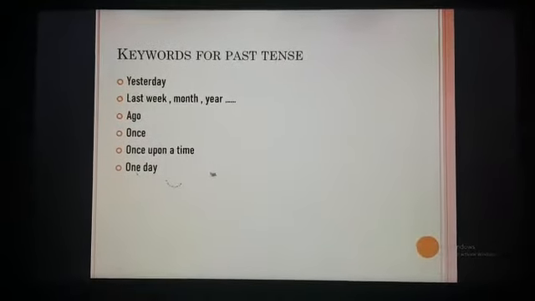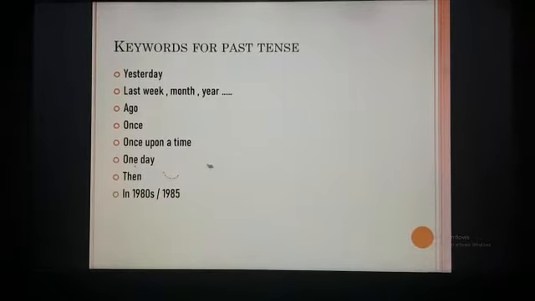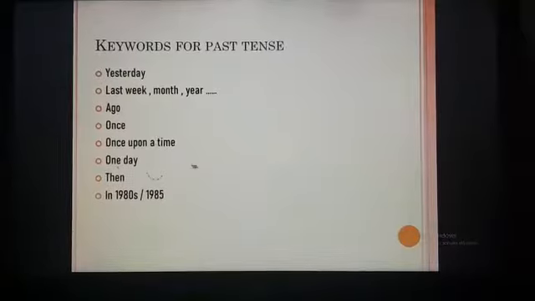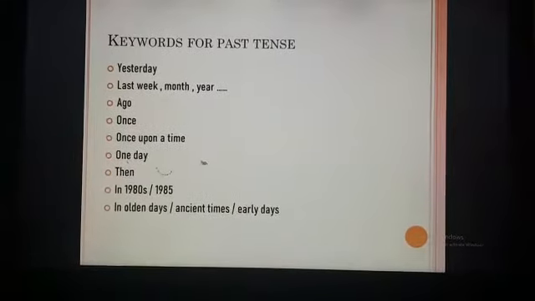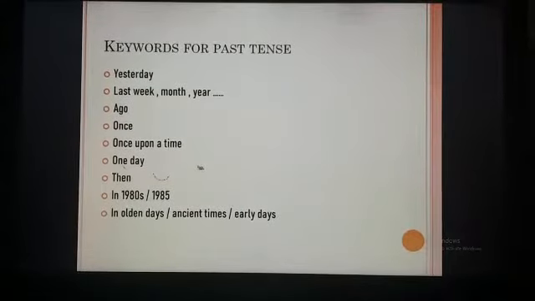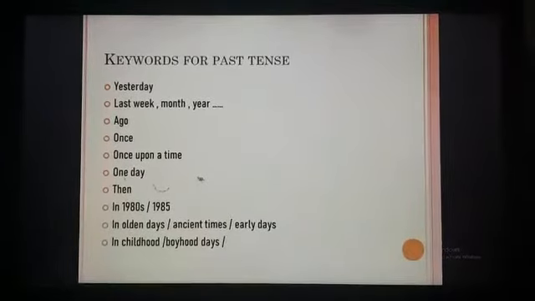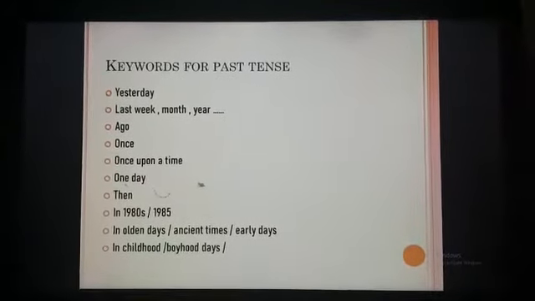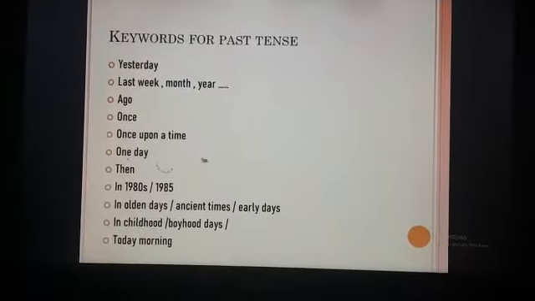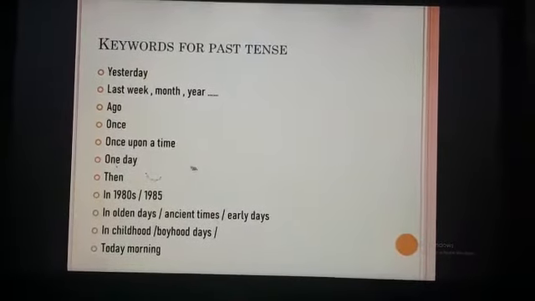One day, then, in the 1980s or 1985, you can change the year as you want. In olden days, ancient times, or early days. In childhood, boyhood days, etc. Today morning. Of course, we're not going to learn without practicing, so let's move to the practice.